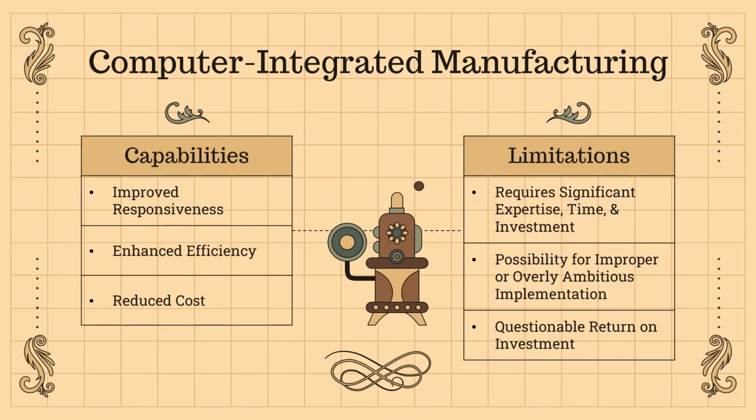Some capabilities of CIM include improved responsiveness, enhanced efficiency, and reduced cost. Responsiveness is improved because with computers and robots, you can simply just send an update to them or make a few adjustments in order to help them continue doing their job. And with humans, you can't do that. It's a much more rigorous process of having them learn how to do it, and they still might not even do it right, depending on what it is.